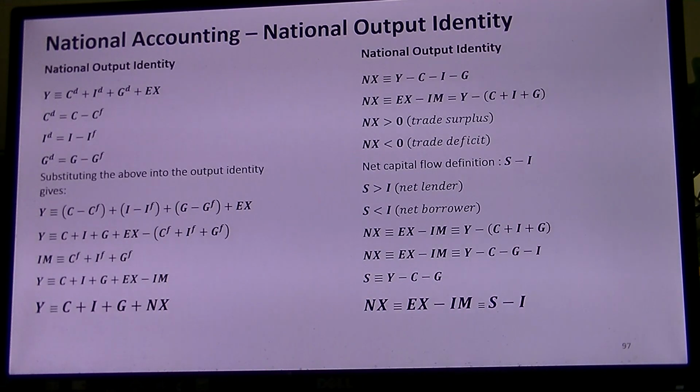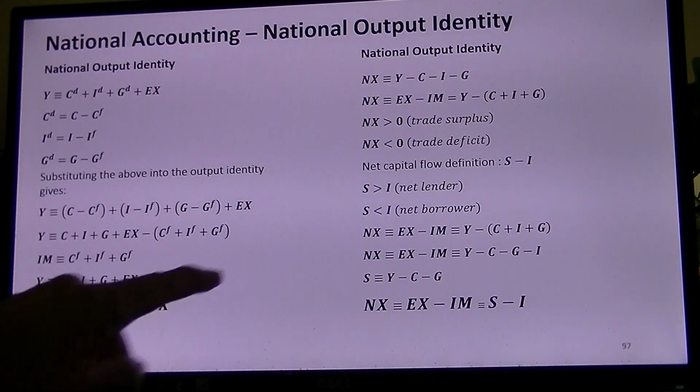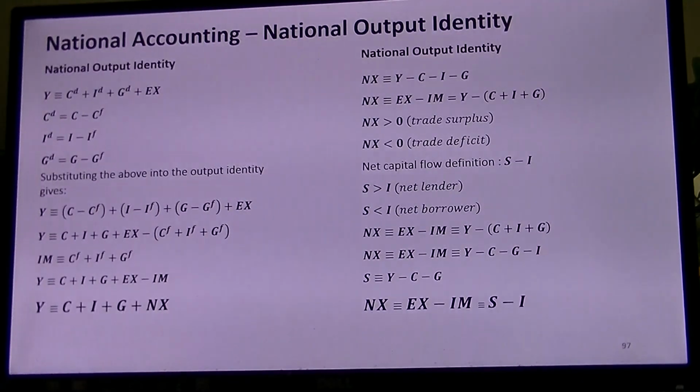So if savings are greater than investment within a country, then there's excess capital within that country. If that happens, then that country or region is a net lender to countries or regions outside of it. And if savings are less than investment, if there is a savings shortfall, then that country or region is a net borrower from the rest of the world.